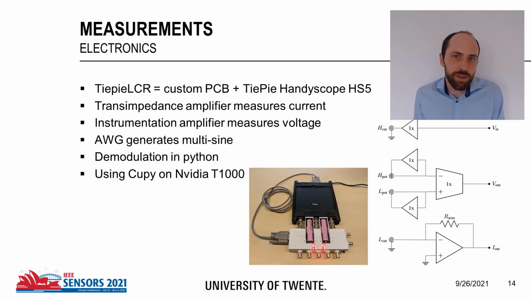And the TP-LCR also uses the arbitrary waveform generator inside the Handyscope to generate a multisine, and then the current and the voltage at these 8 different frequencies are demodulated in real time using a Python script. For this, the Python script makes use of the CuPy library to do the calculations on an NVIDIA T1000 GPU.